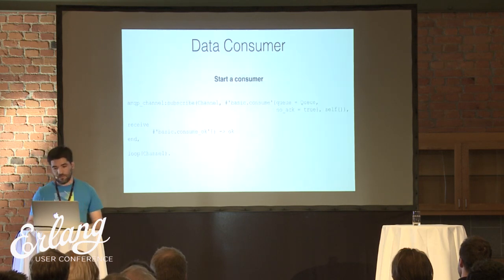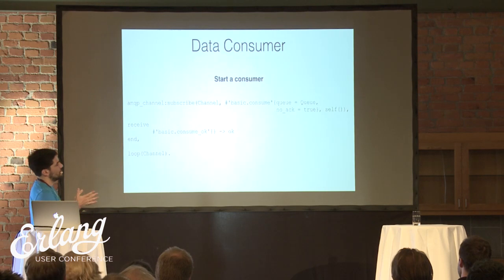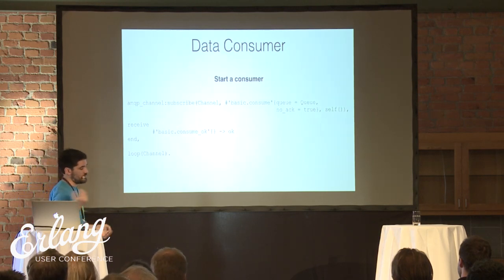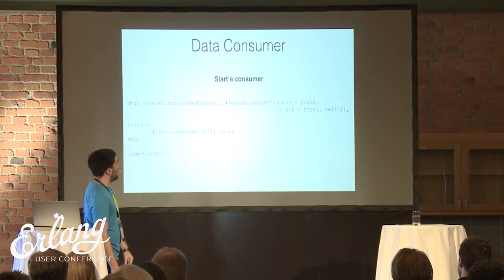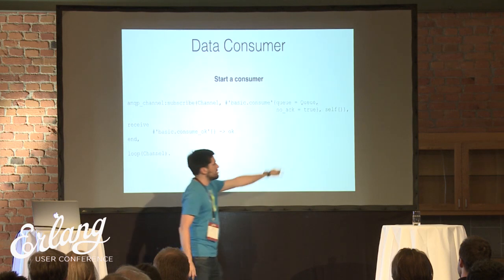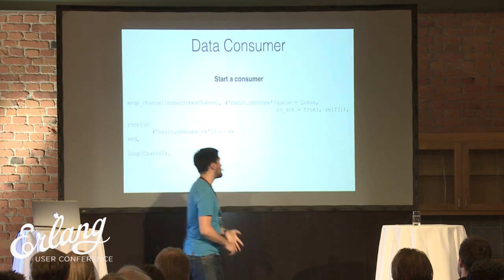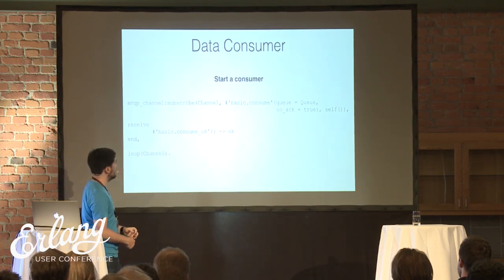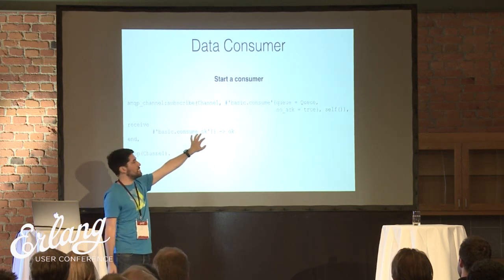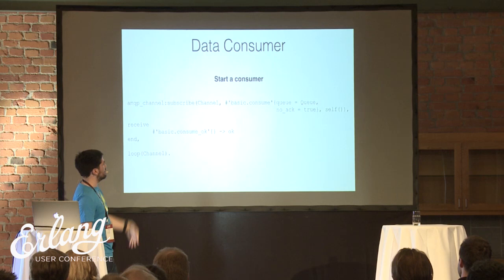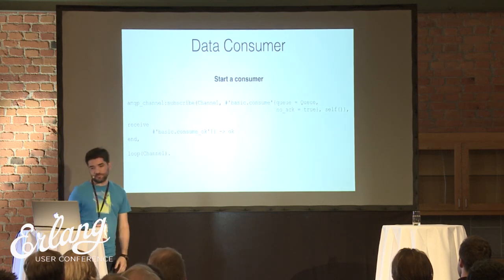So we have the queue. And then we start a consumer, also on that queue. We tell Rabbit that we are not going to acknowledge messages, so as soon as they arrive at the consumer, they are deleted from the queue. And the process that will get messages is self, like the caller process. We wait till we receive a basic consume OK. This means we are already subscribed to the queue. And then we loop.